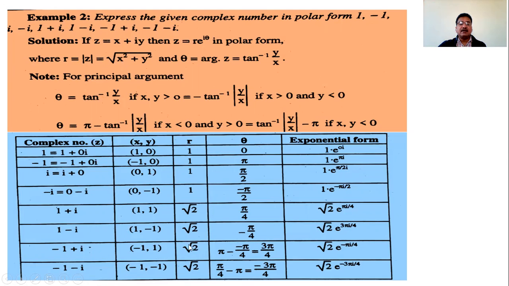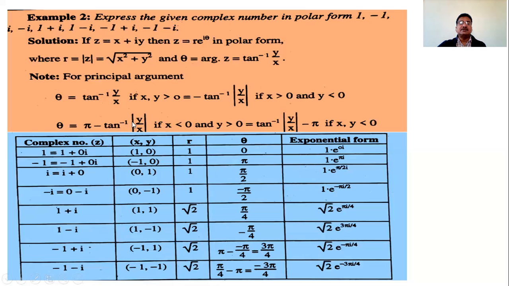So what is theta for this? It is pi minus tan inverse of y, which is plus 1, divided by x, which is minus 1. So 1 by minus 1 is minus 1, but its modulus is plus 1, and tan inverse 1 is pi by 4, because tan of pi by 4 is 1. Tan inverse 1 is pi by 4. So pi minus pi by 4.